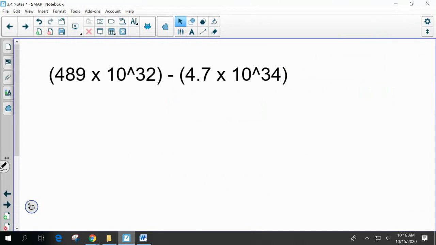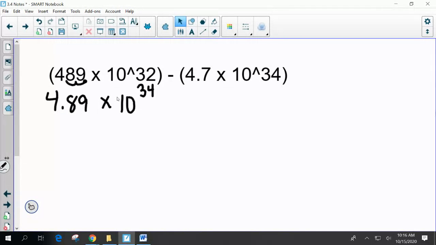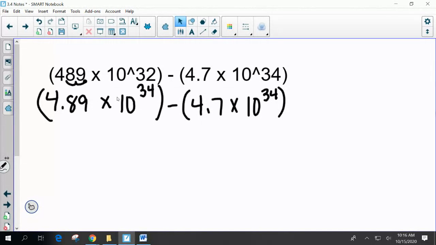All right, so I would choose to raise this to 10 to the 34th, and so I had to add 2. So I'm going to take away 2 right here. Right now your decimal is after the 9, so I need to move it to be after the 4. So 4.89 times 10 to the 34 minus 4.7 times 10 to the 34. So 4.89 minus 4.7 is 0.19 times 10 to the 34.